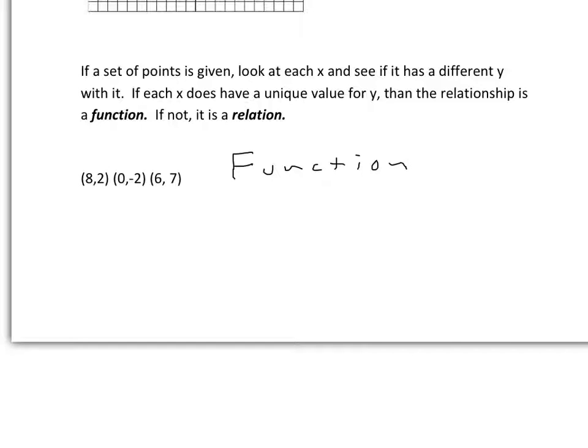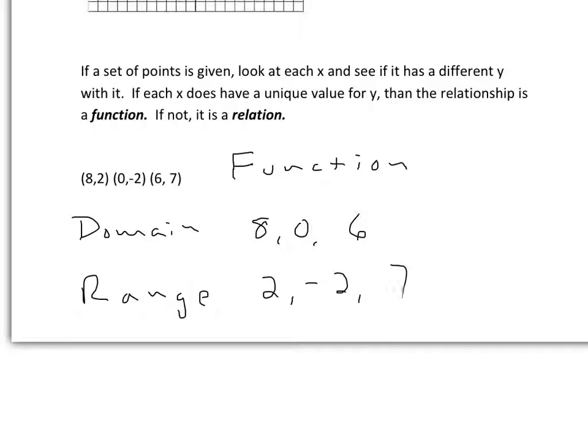Now that it's a function, I can go through and look for the domain and the range the same way I did for the graphed ones a few slides back. So the domain is going to be all of the x values, and it's easier if it's just a set of points. You just make a list of the values. So the domain is going to be 8, 0, and 6. And the range is a list of all the y's. It's 2, negative 2, and 7.